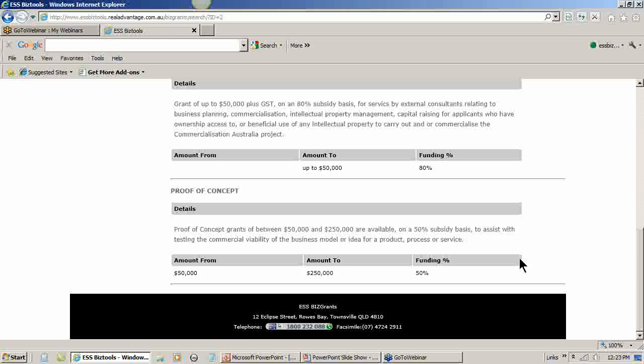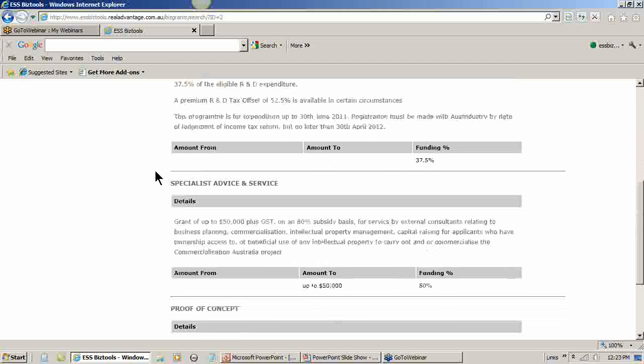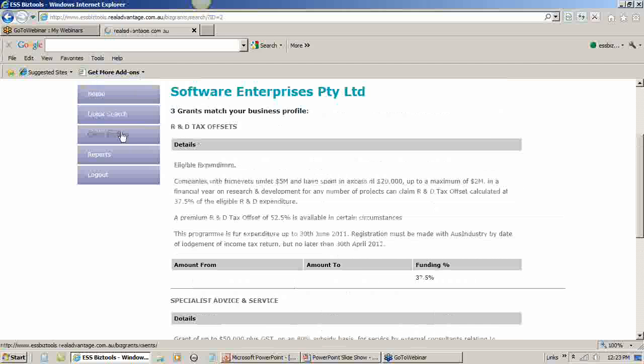And perhaps they could also apply for a Commercialisation Australia Proof of Concept grant, which is from $50,000 to $250,000, as long as they have spent a minimum of $100,000, because it's a 50% subsidy. So out of their initial research, they may want to do some more to actually prove the concept, and they would be eligible to apply on that basis.